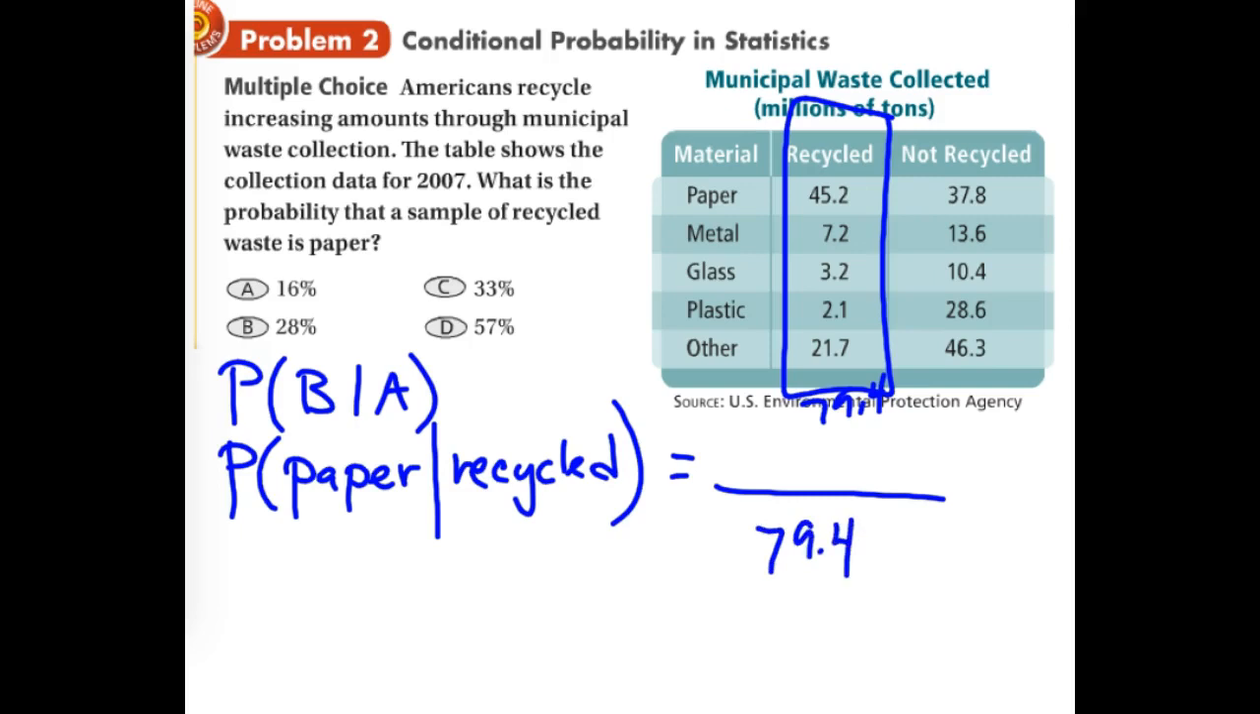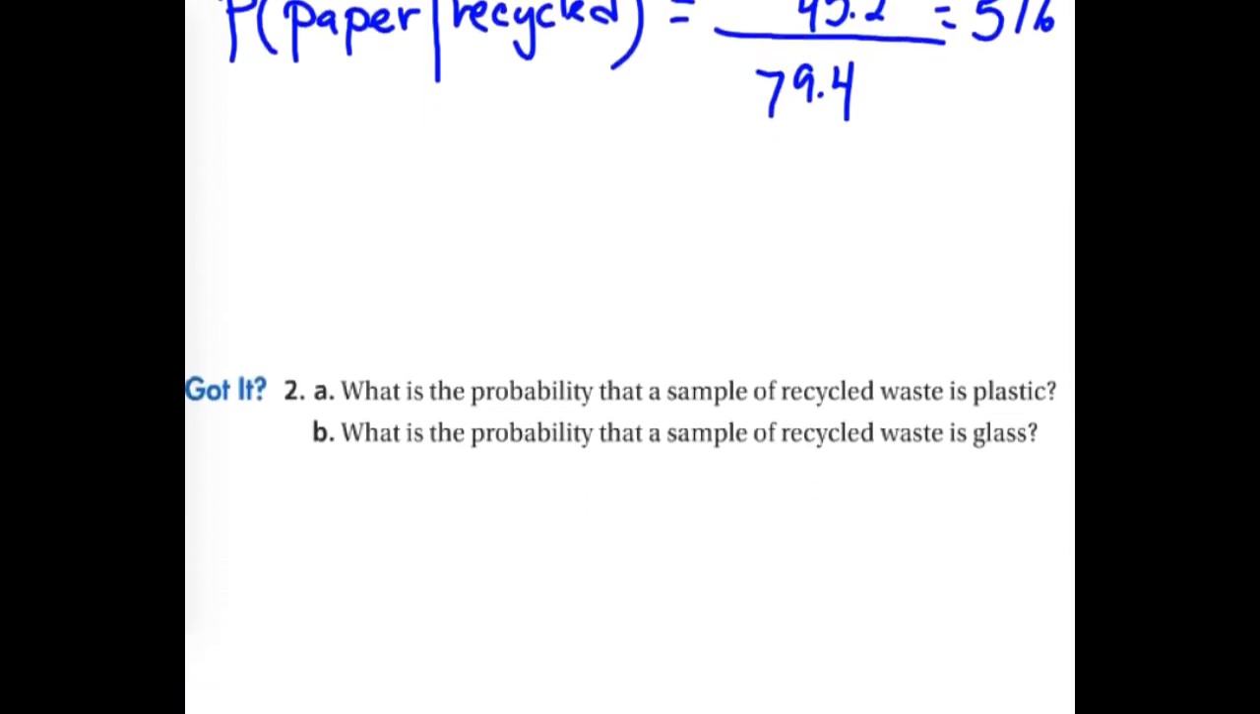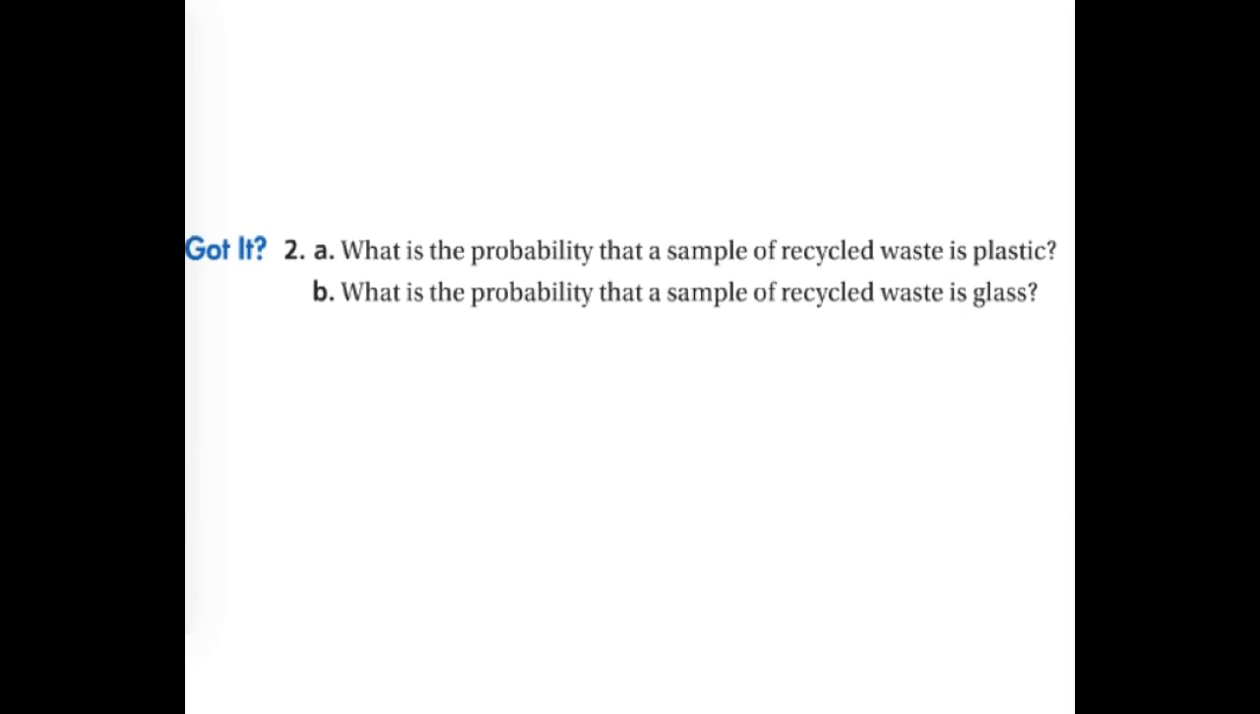Total of all recycled. And then we want the specific cell that has paper. So 45.2 divided by 79.4. And it comes out to be? Makes it easy for me to remember the answers, right? They're all the same. No, they're not always going to be 57%. All right. I am going to pause this. At your tables, I want you to do the got it questions, parts A and B.